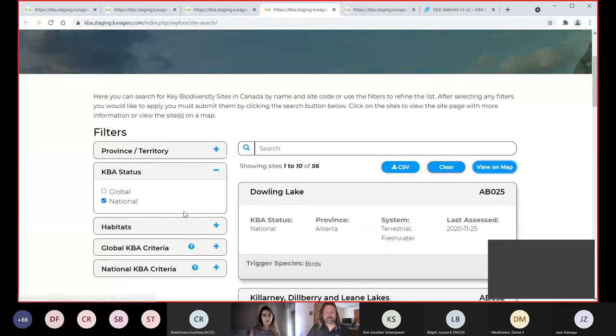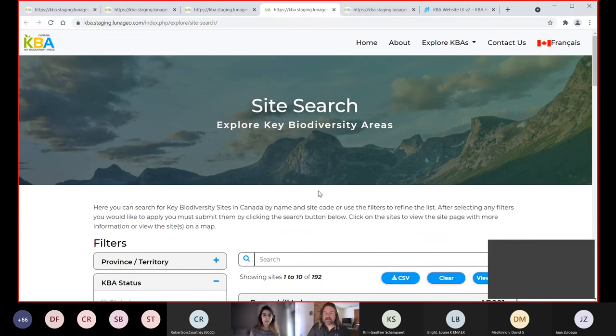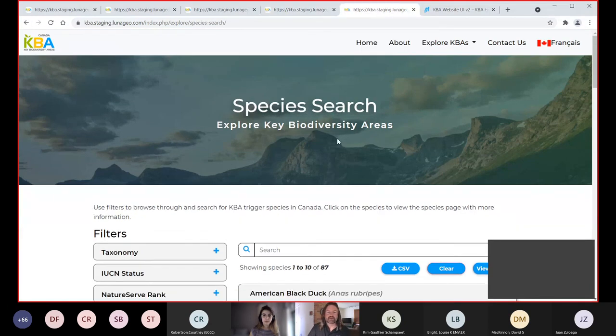Same thing for any filter that I might apply. There's the option to view it on map. And eventually we'll have this option where you can download a shapefile of the results or a CSV table listing the results. So that's quite cool. And then our third way of interrogating the database is through a species search function.